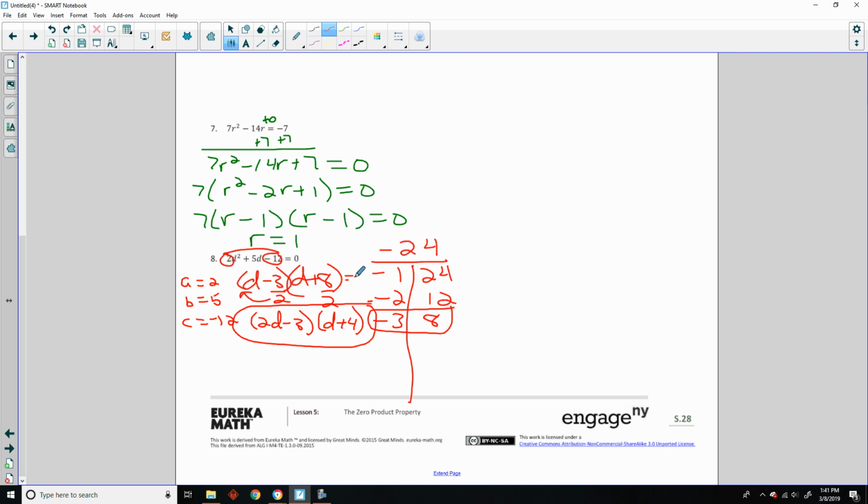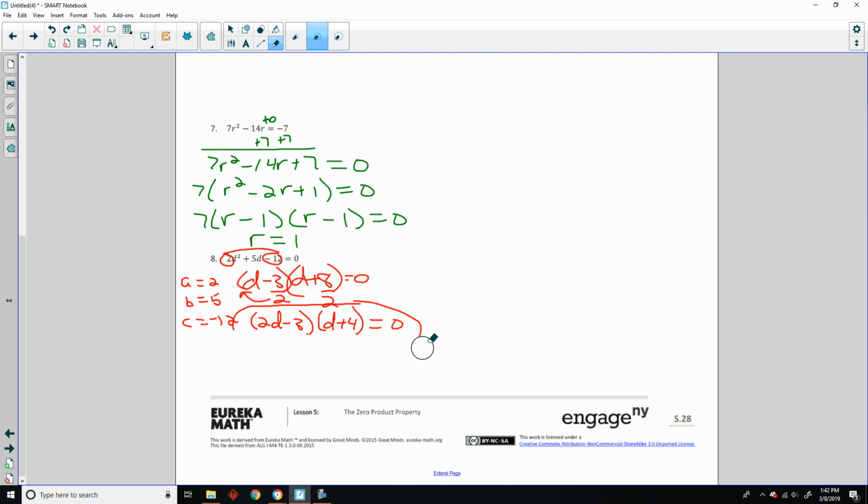And I should have been writing, let me get rid of my table again. It's in the way. Okay. I should be writing equals 0, equals 0, equals 0 every time. And, okay, I'm not done. I should not have circled that. Let me just erase this piece. All right, so now I need to solve for d.